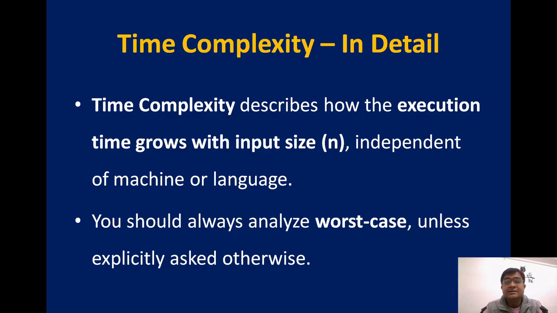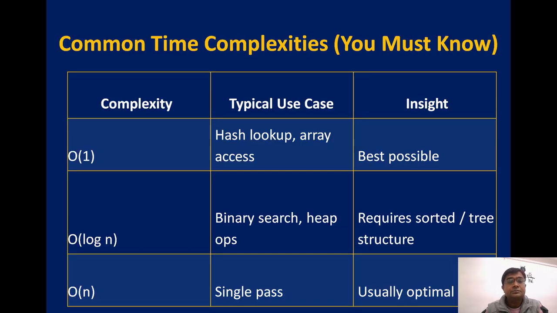You should always consider the worst case unless it's explicitly asked otherwise. So you have to always look for the worst case when you are doing the analysis. Now we have some common time complexities that you must know. The first time complexity is O of 1. O of 1 is typically used in hash lookup and array access. It is the best possible time complexity.